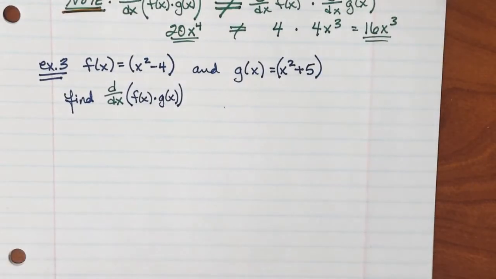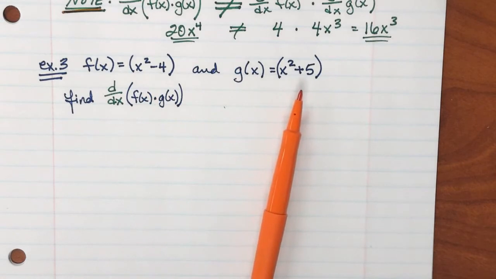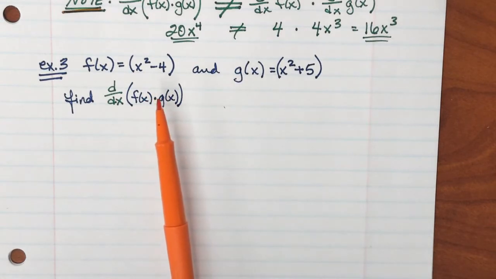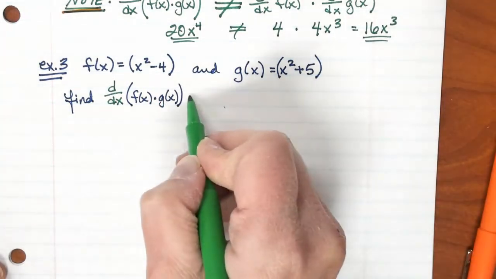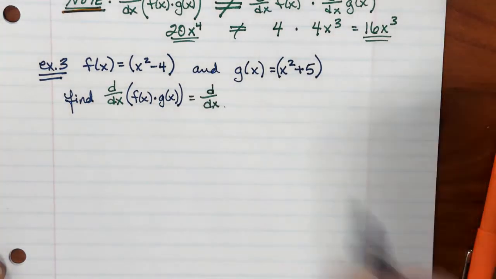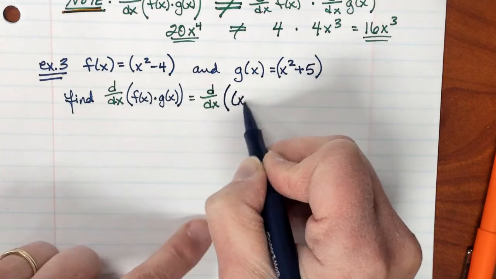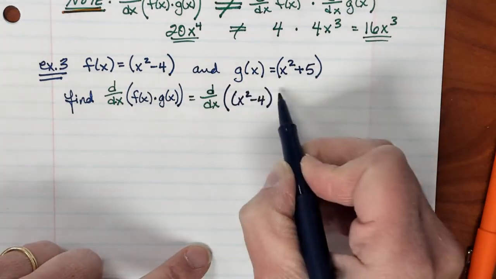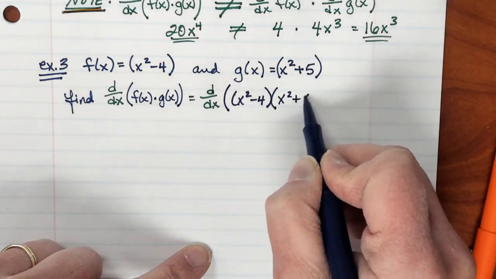Let's try another one. Here's example 3. The function f is x squared minus 4, and g is x squared plus 5. We're going to find the derivative of the product. So let's write that out. I want to know the derivative of x squared minus 4 times g, which is x squared plus 5.